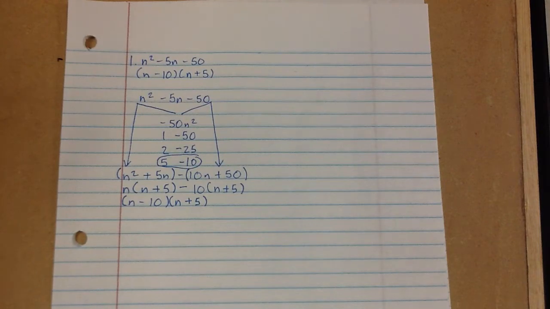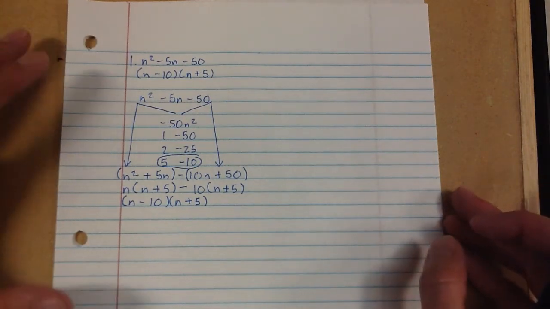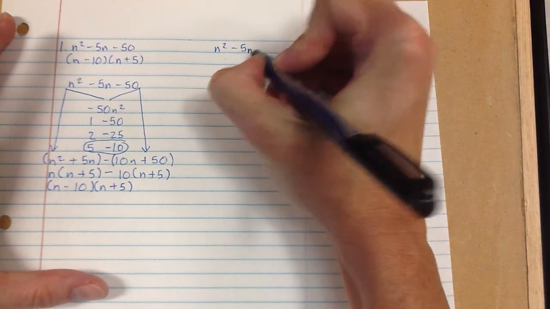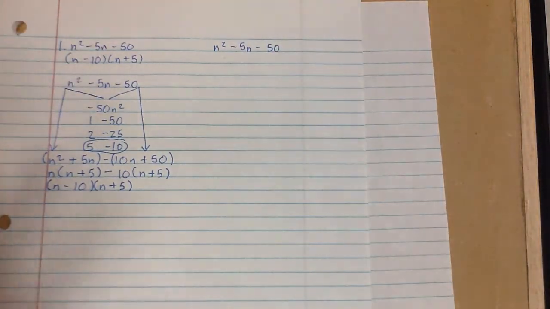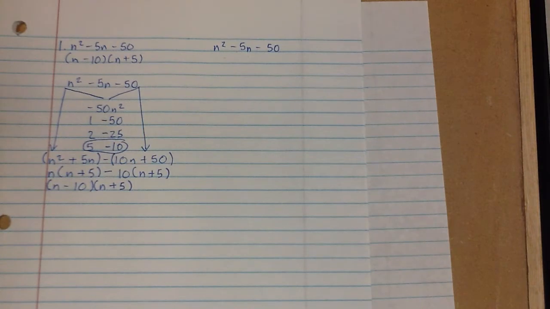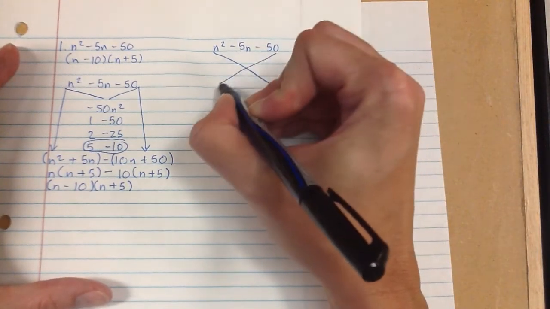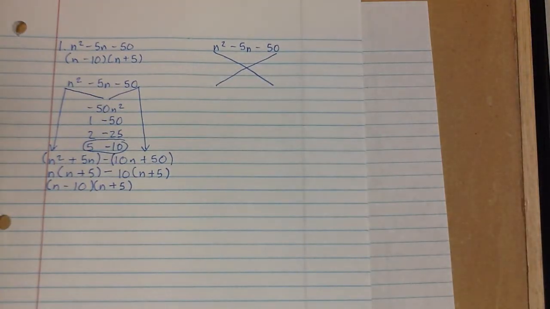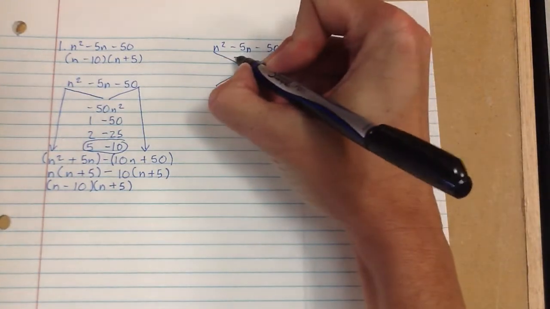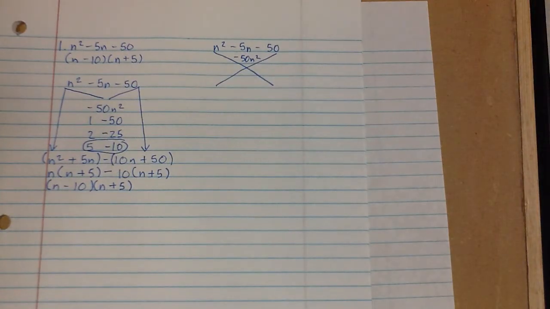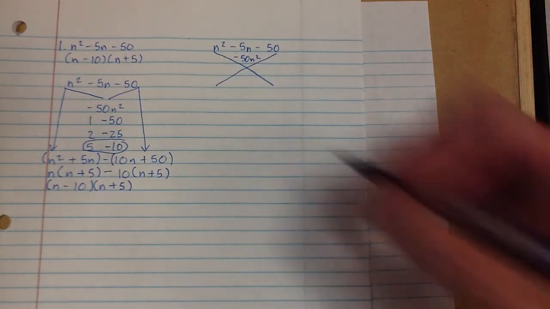The third way that you can do this is to do the box. So same problem, n squared minus 5n minus 50. This is just like factor by grouping, it just looks a little bit different. So I'm going to start out by drawing a big X. Okay? So I'm going to multiply n squared and negative 50 together. So I have negative 50 n squared. And then my middle term there, negative 5n, is going to go down here.